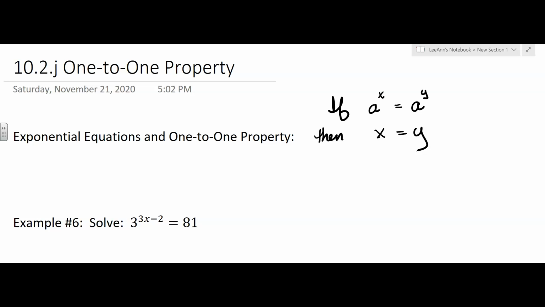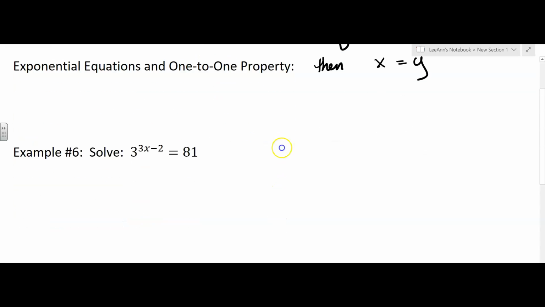I call it the pop-out. You're taking the exponents and looking at that equation. You're not dividing by a or anything. You're just focusing on the fact that the exponents have to be equal because you already have the same base, okay? All right, so we'll show you a few examples.